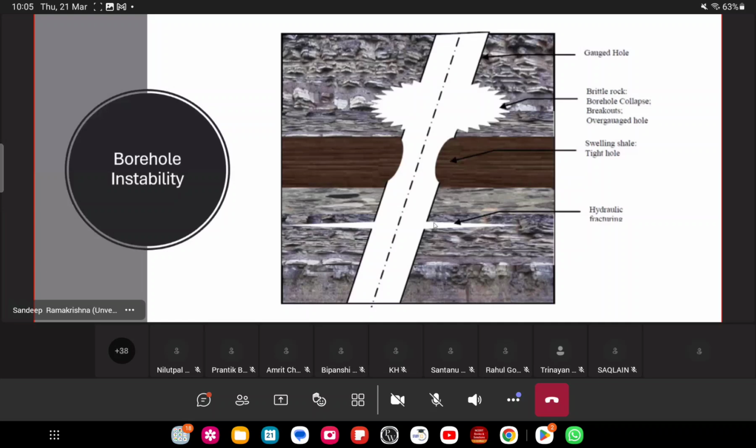And another scenario obviously is brittle rock collapsing or sloughing shales collapsing, which we also call breakouts. And you start seeing these overgauged wellbores. So in any of these kinds of scenarios, you are going to see issues with how borehole instability is going to cause the pipe to get stuck, right?